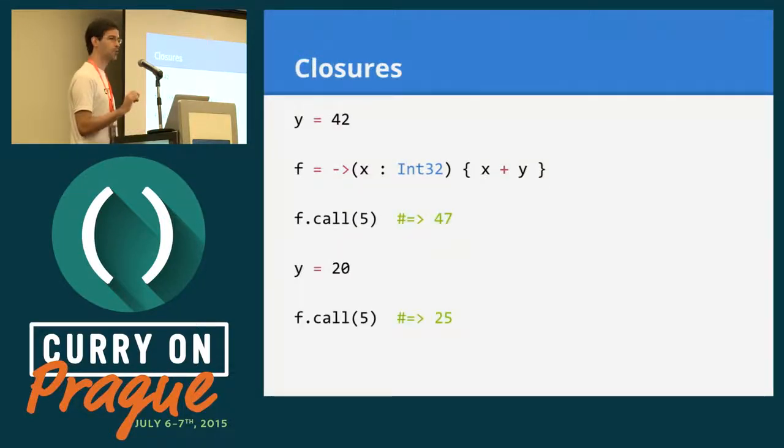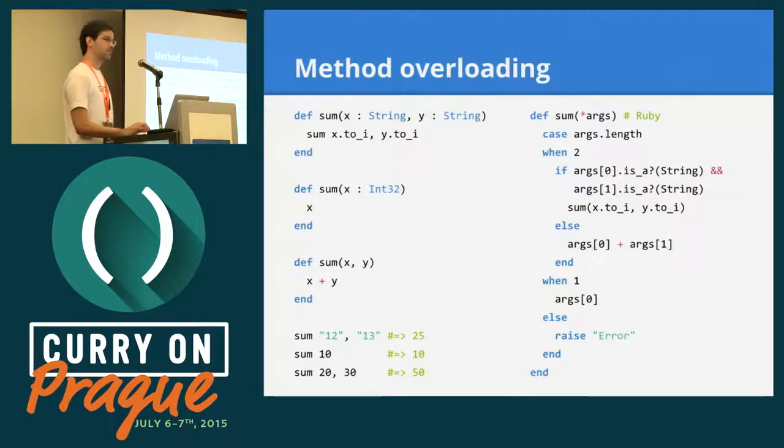And these procs can also form closures, which means that they can refer to variables declared outside of the proc's body. So here we are accessing the y variable, and then we change it, and when we invoke it, the results change. Then we made a choice here that's a bit different from Ruby.